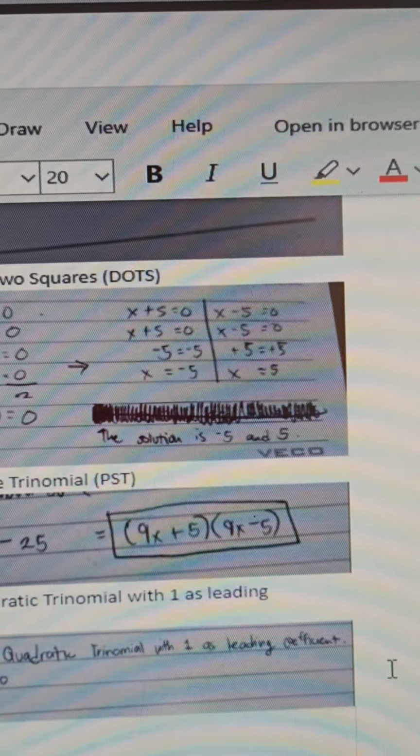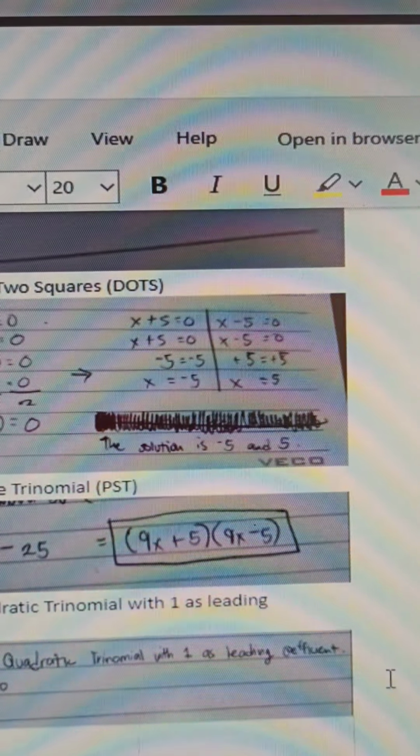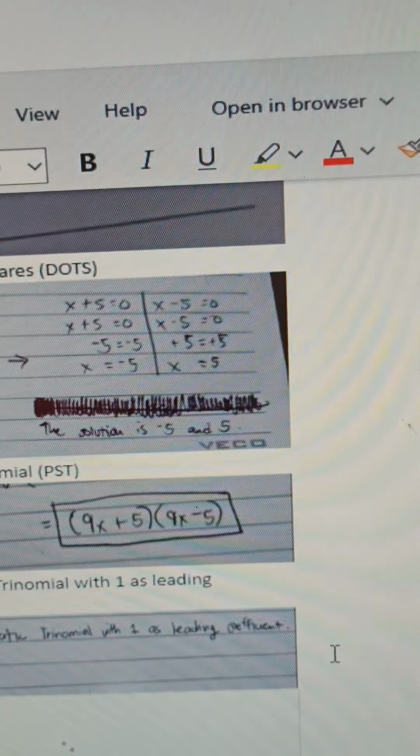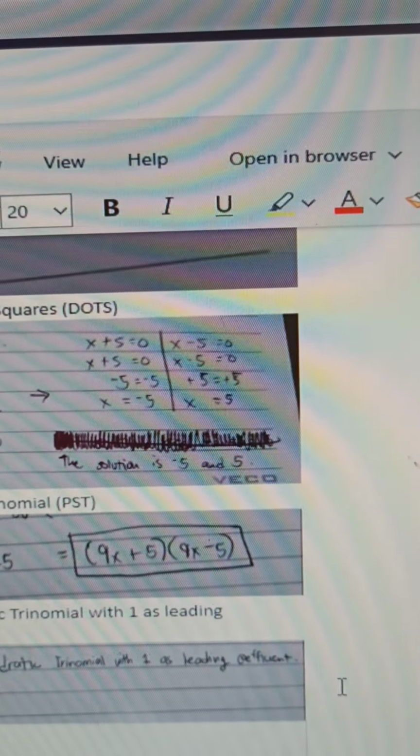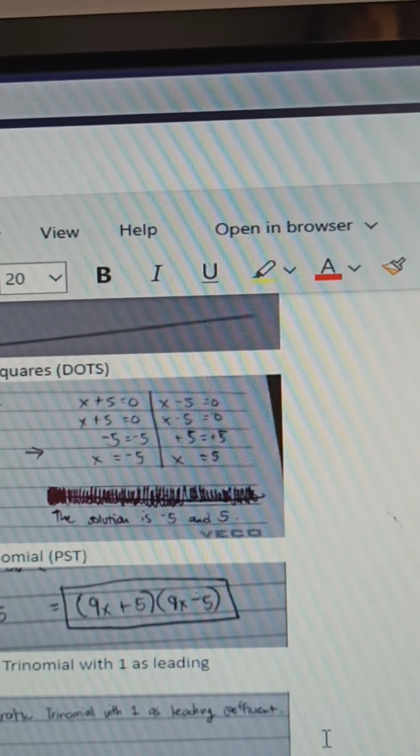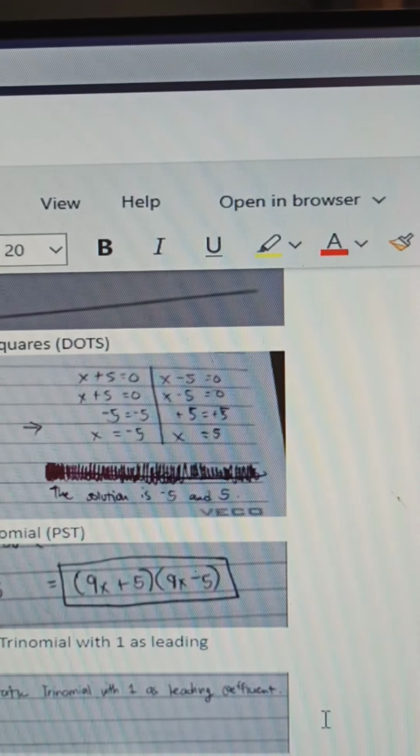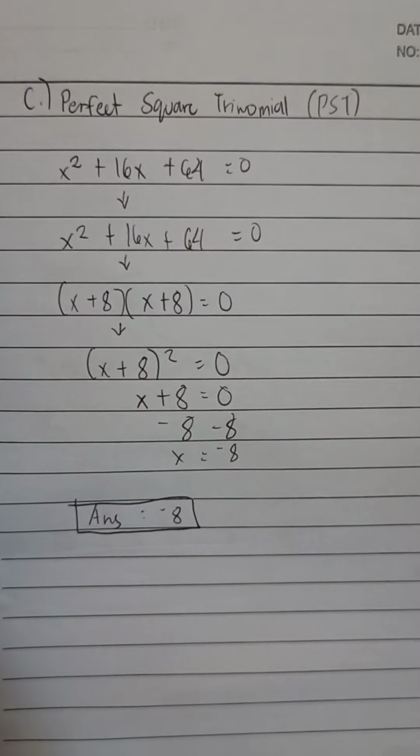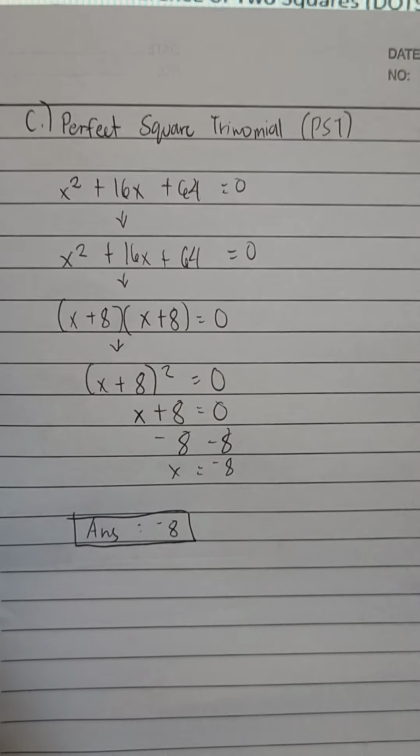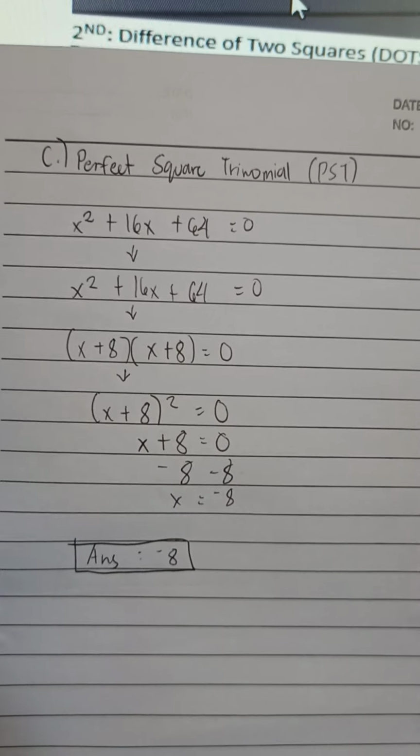We are going to do the same thing that we did in the first example. So the final answer will be x equals negative 5 and x equals 5. So the solutions are negative 5 and 5.